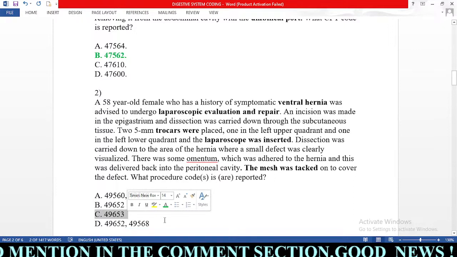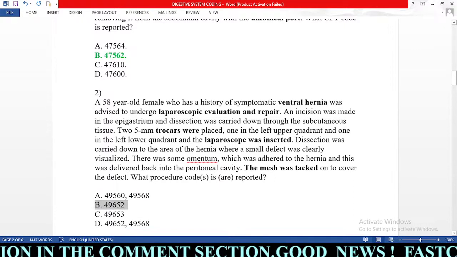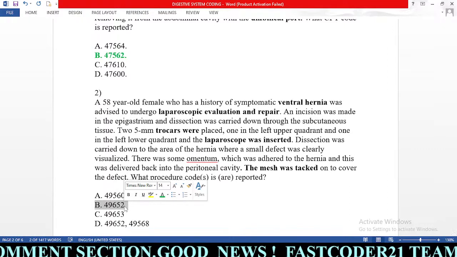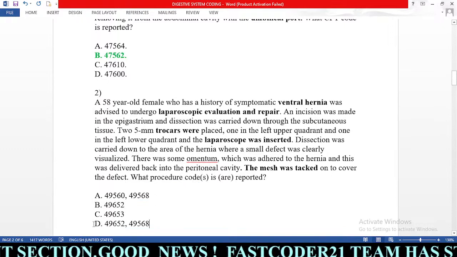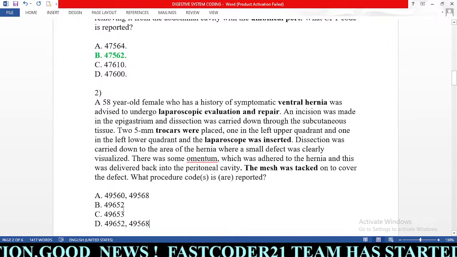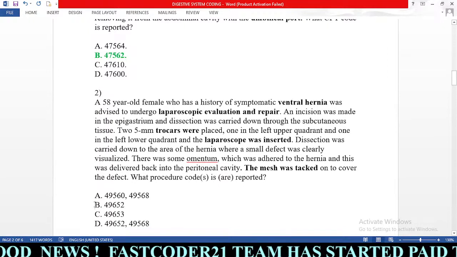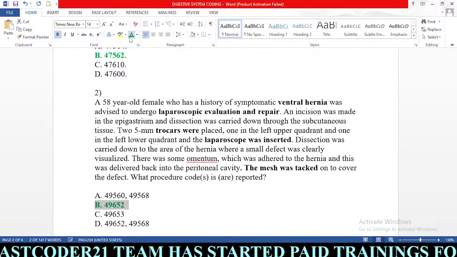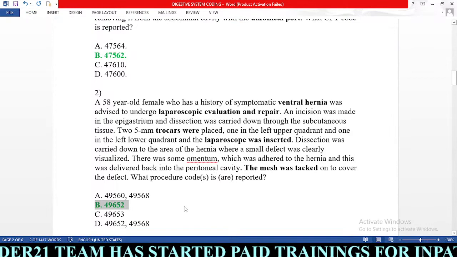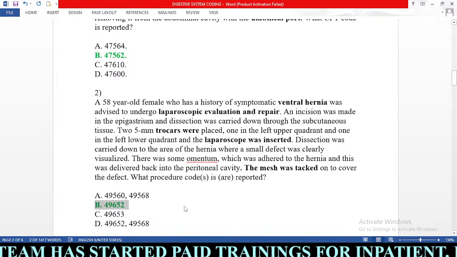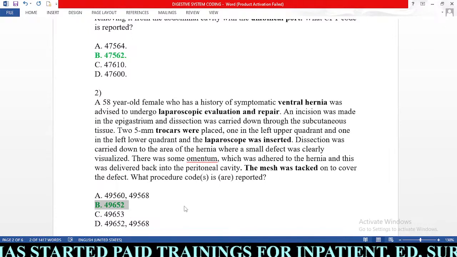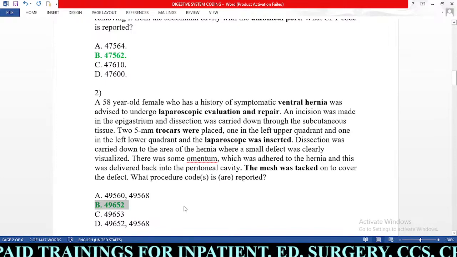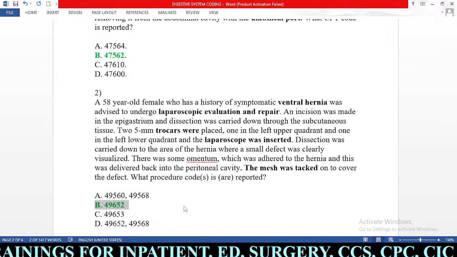So we can eliminate C. Also, based on the laparoscopy section guidelines, mesh insertion is included in the hernia repair code, so D is also wrong, because 49568 is included in 49652. So our answer is 49652. I hope everyone got this one. In a way it is a deleted code, but as we are using previous papers, I added this one also so that you know we have deleted codes in hernia repair. Most of the people did well, no worries.